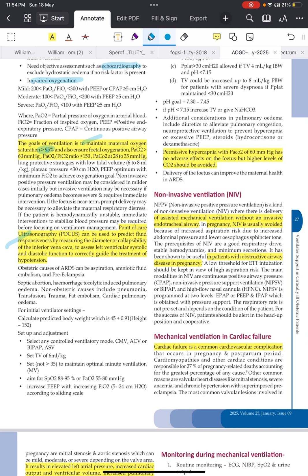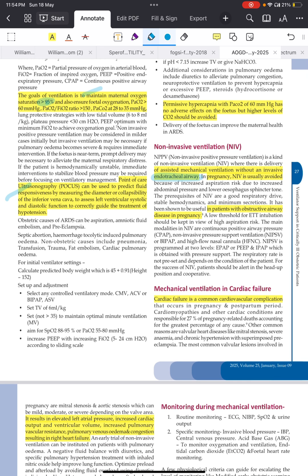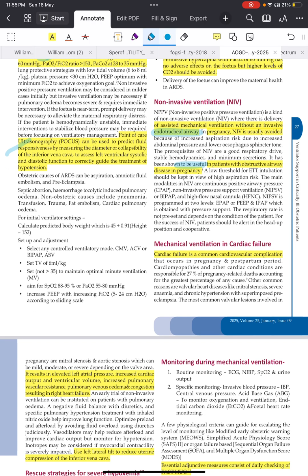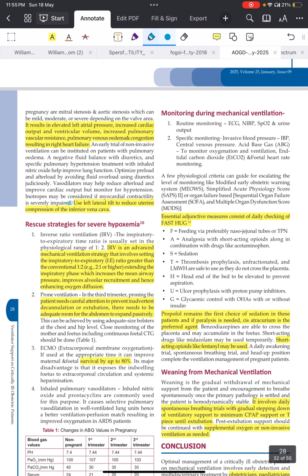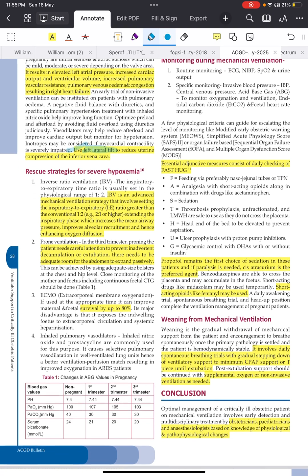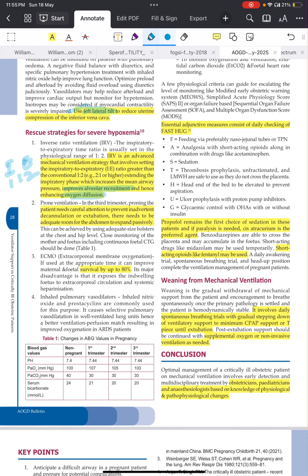Non-invasive ventilation is where we don't use any endotracheal airways, we just give non-invasive ventilation. In obstructive airway disease it is useful in case of pregnancy. Cardiac failure is the most common cardiovascular complication. It requires ventilation. Sometimes we can use the left lateral tilt to relieve the compression by the uterus on the IVC. Inverse ratio ventilation: generally the inspiration to expiration is 1:2, so we'll reverse it and increase the inspiration. So alveolar recruitment increases and oxygen diffusion will be increased.